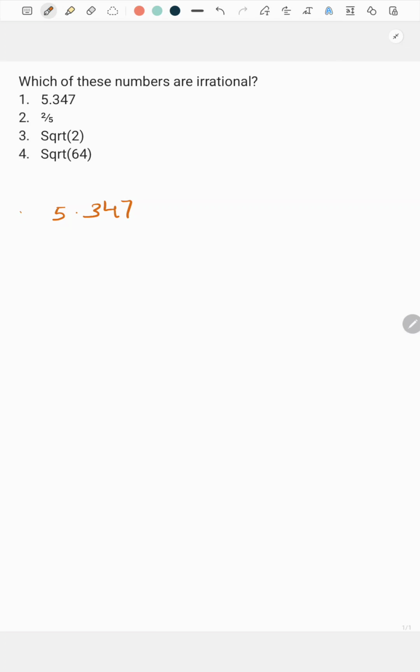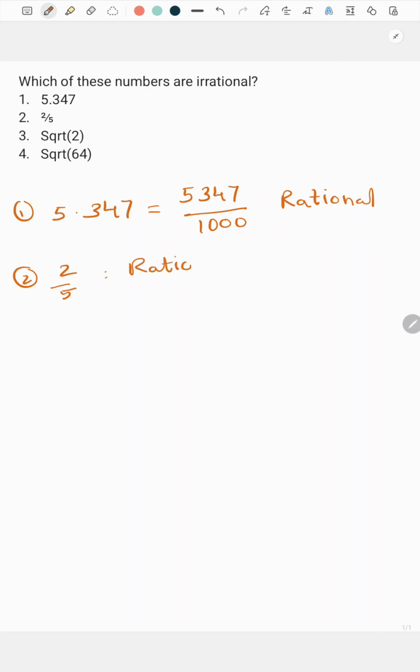5.347, that is the first question that is asked. So this can be written as 5347 divided by 1000. Therefore, this is a rational number. It can be written as a ratio of integers, so it is a rational number. Or the same thing with 2 divided by 5. This is clearly rational because it is written as a ratio of integers. So this is also a rational number.